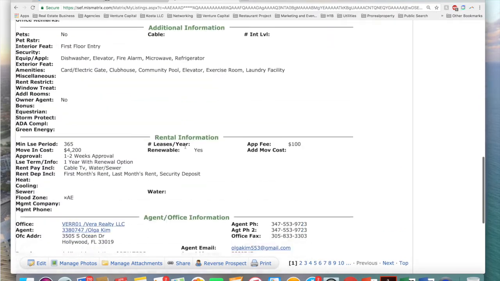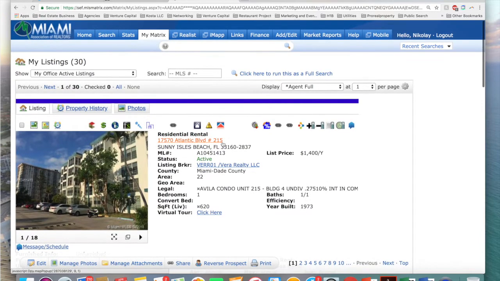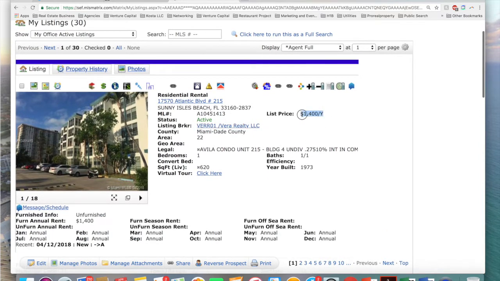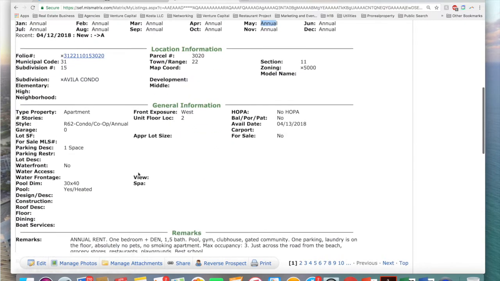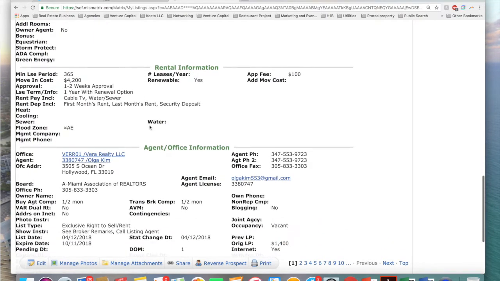So this is the property. Let's say, for example, we have a client who would like to rent it. They are ready to pay full price for a year lease, and it's specified here that this lease is year long. It's an annual lease. Let's scan through the listing. Minimum lease period is 365.